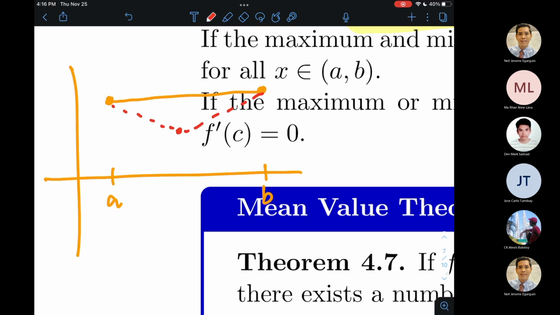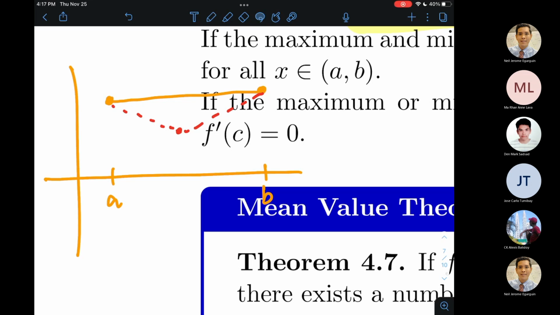Okay? So dun sa case 1 na nag-occur yung maximum at minimum sa magkabilang dulo ng endpoints, we are resolved that the function is or has a horizontal line as its graph. At dahil horizontal yung graph niya, ibig sabihin constant function lang pala si f dun sa interval AB. And if you compute the derivative of a constant function, it will just be equal to 0.